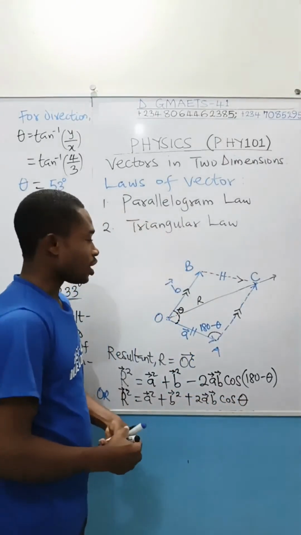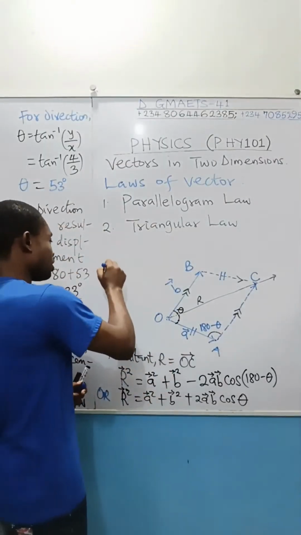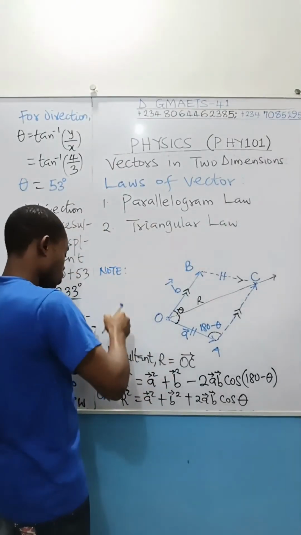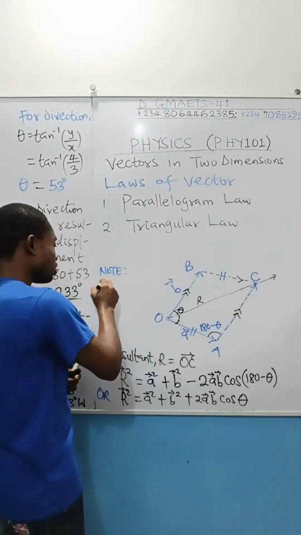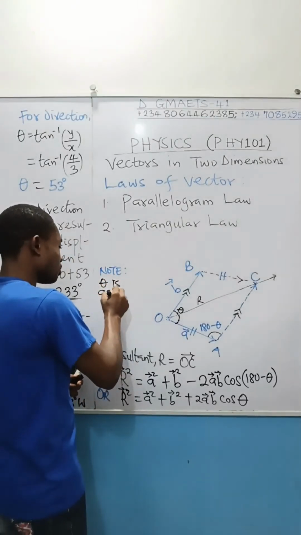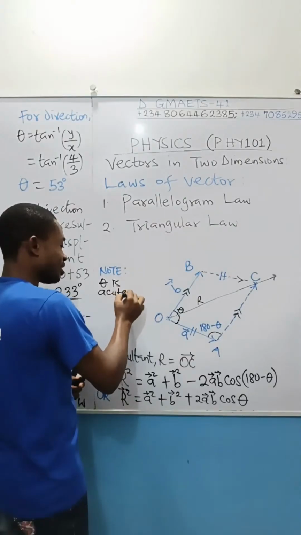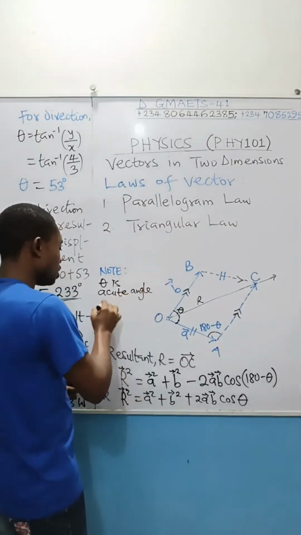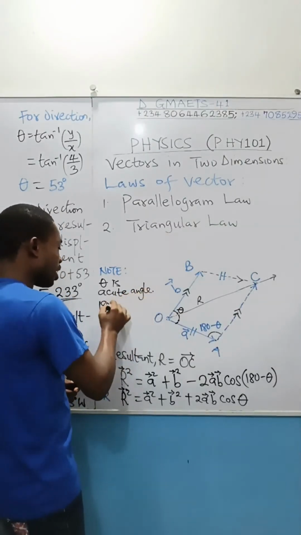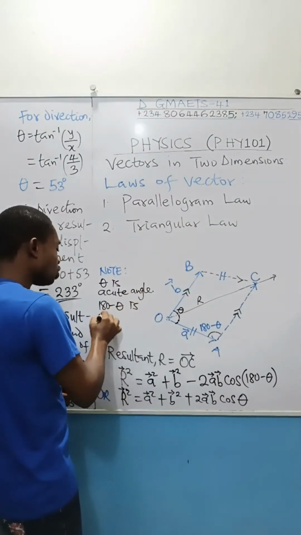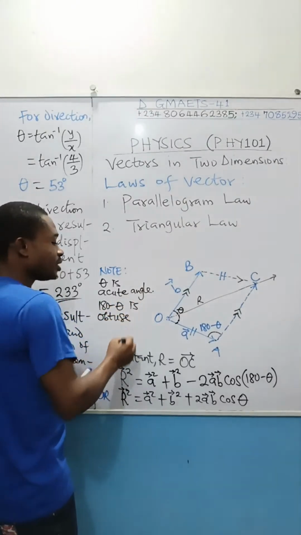Cos theta. So you want to take note of this, please. Note: theta is an acute angle, so it is less than 90. Then 180 minus theta is obtuse. That is greater than 90.